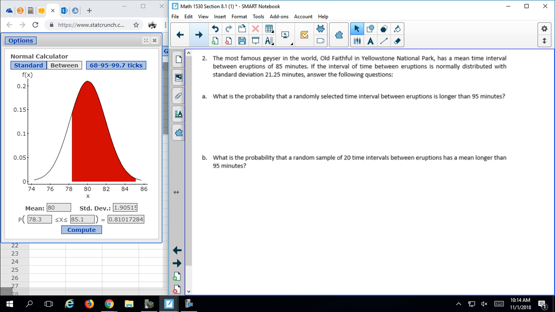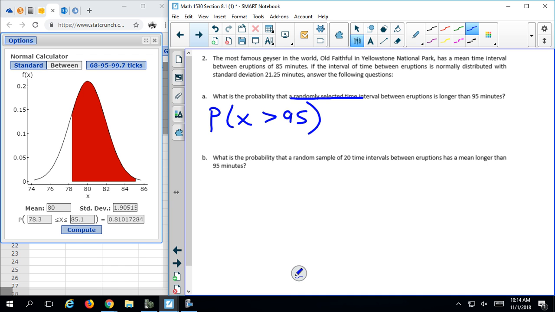So the length of time between these eruptions is normally distributed, and we know its mean and standard deviation. We could draw that distribution, and x would represent the time intervals between eruptions. You know, how long it takes between 2 eruptions, or consecutive eruptions. And this says, what's the probability that a randomly selected time interval between eruptions? That means we're only picking one. What's the probability that that one is longer than 95 minutes? So this is just x. Does everybody see that? We're picking a randomly selected time interval.